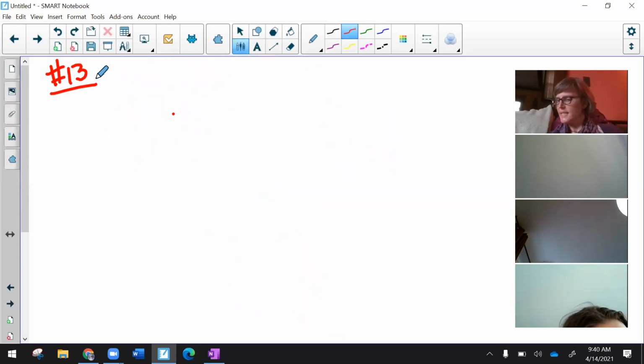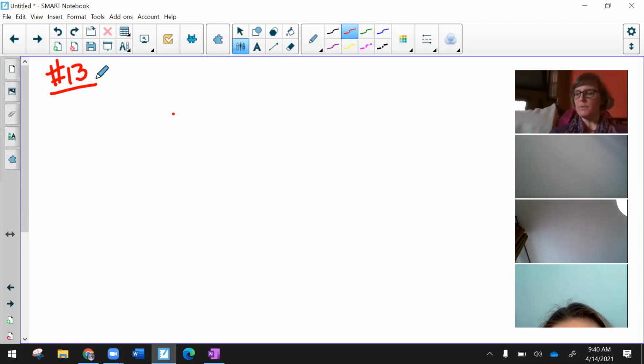So 13 says, a block slides from rest with negligible friction down the track above, descending a vertical height of 5 meters to point P at the bottom. It then slides on a horizontal surface. The coefficient of friction between the block and the horizontal surface is 0.2. How far does the block slide on the horizontal surface before it comes to rest?